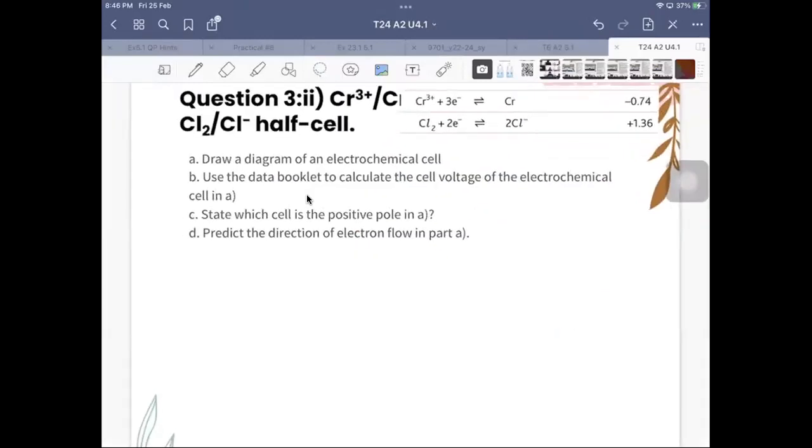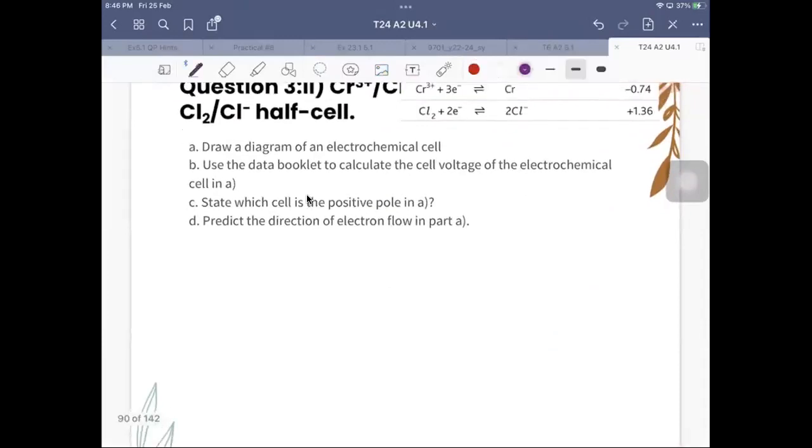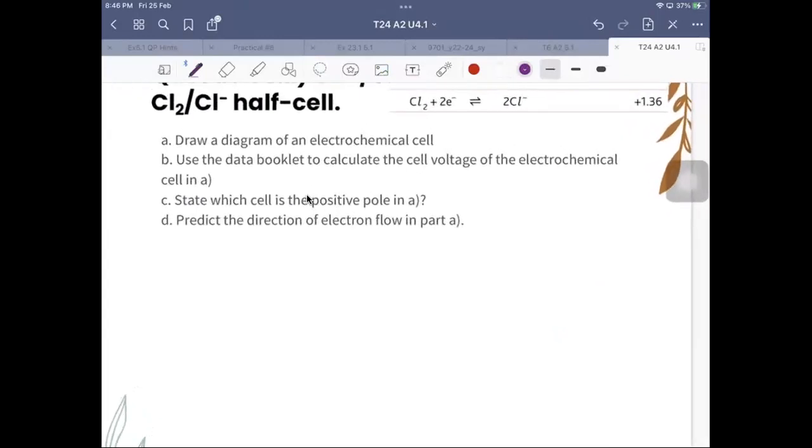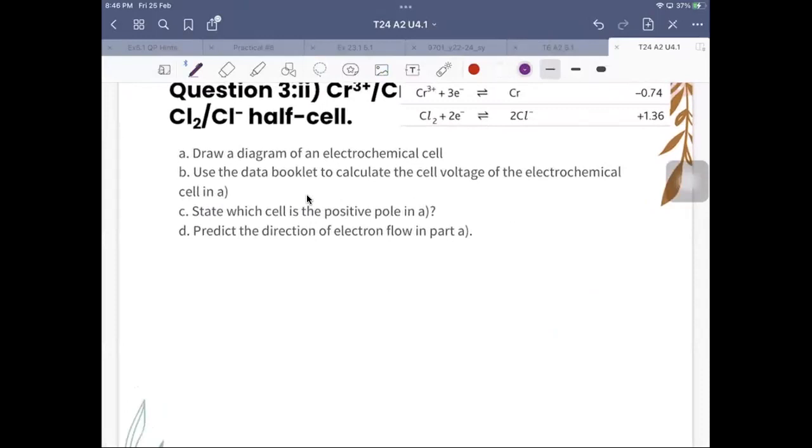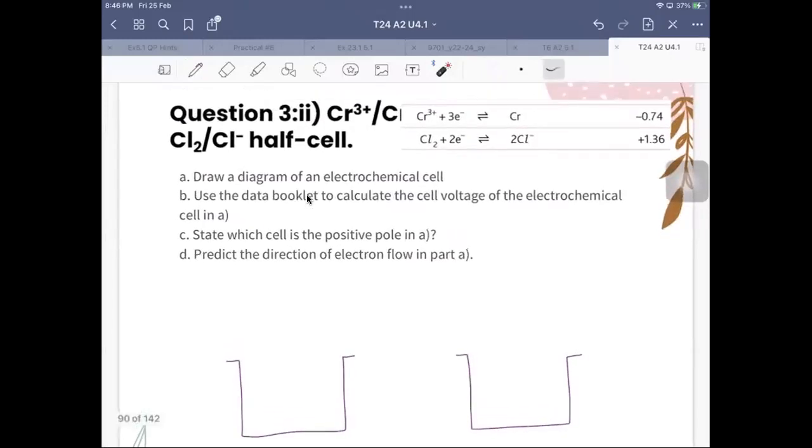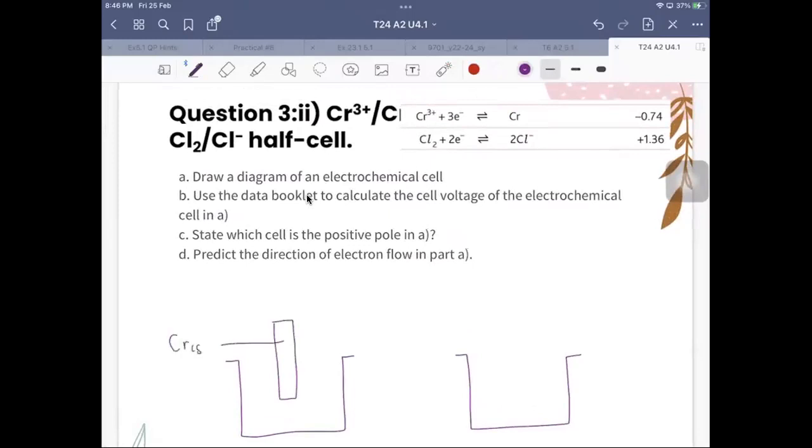So we already know our two half cells. So start with the easier one, which is chromium, Cr3+ and Cr metal. So when you are drawing the diagram, make sure that you follow the correct state symbol of the species you have in the half cell equation. So chromium Cr in its standard state or standard form is a solid. So the only way that we can introduce solid chromium is by making it the electrode.